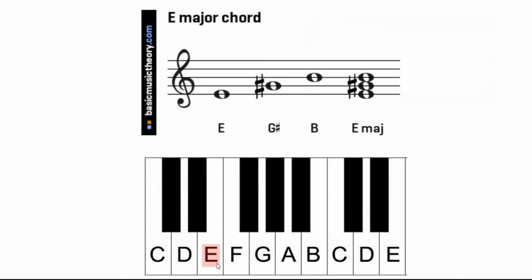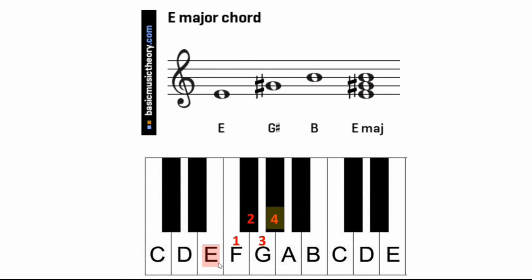Let's have another example, the E major chord. The notes in an E major chord are E, G sharp, and B. Let's check if they follow the 4-3 pattern. So from E, we need to count 4 half steps to get the major third. So starting in F, 1, 2, 3, and 4. Our major third is a G sharp.